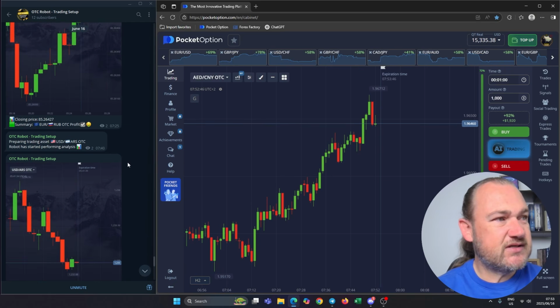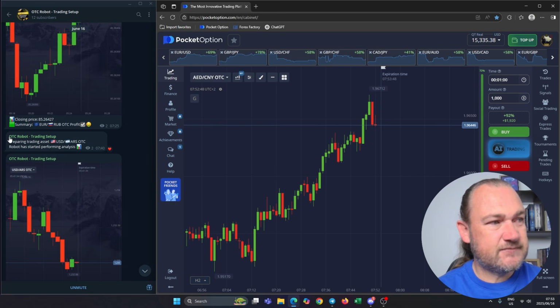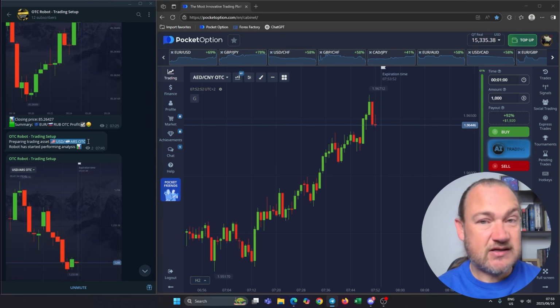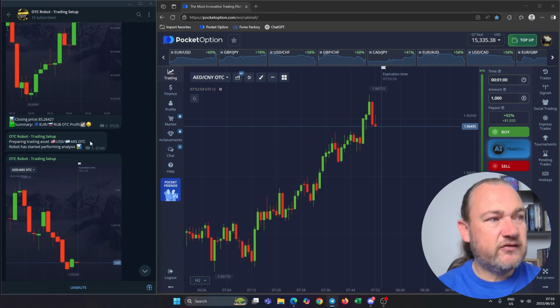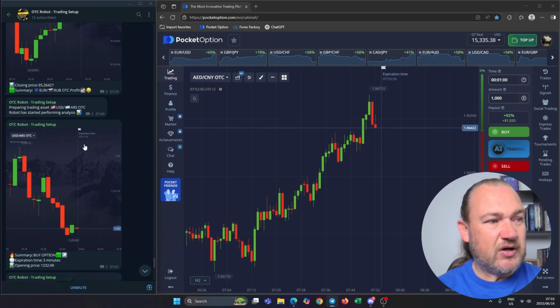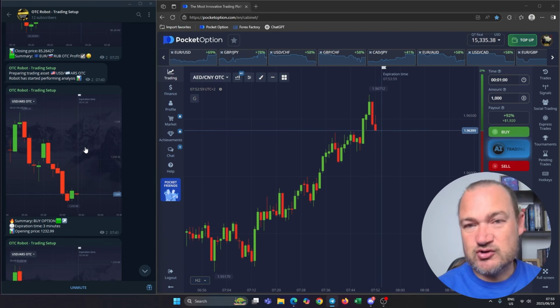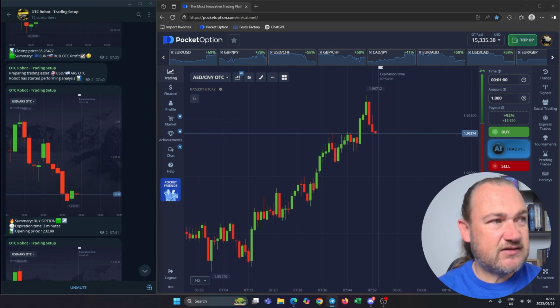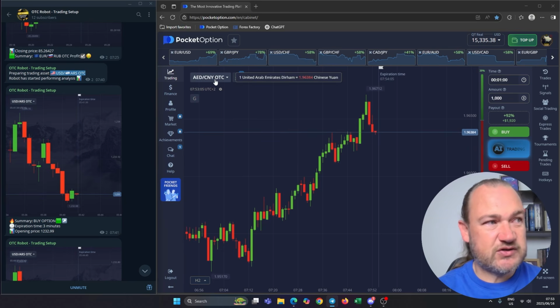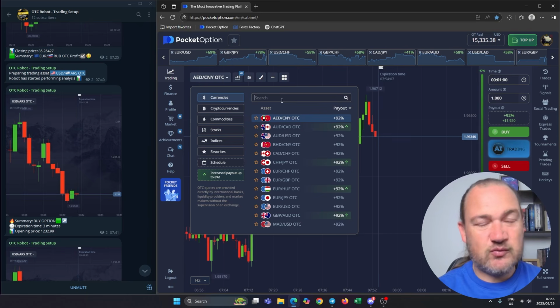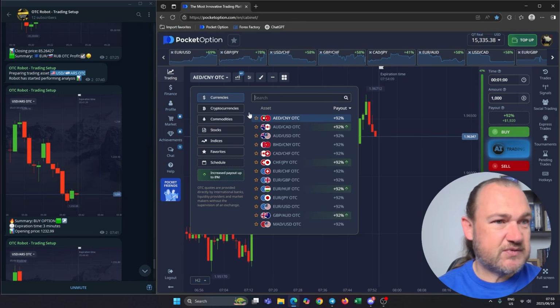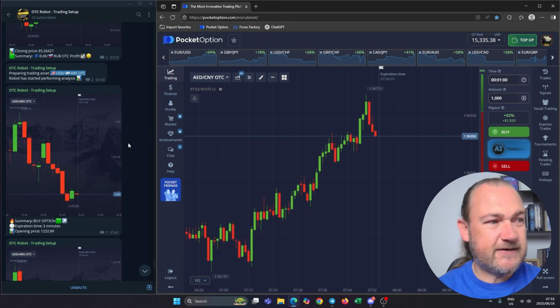So the way this works is we're going to get a signal like this and it will tell us what asset it's looking at the moment. After that is done, about a minute later we're going to get the actual signal. So first we're going to get the asset. When we get this message, we're going to open this asset on our platform. So we're just going to open the chart and do a search for the specific asset so we have it ready.